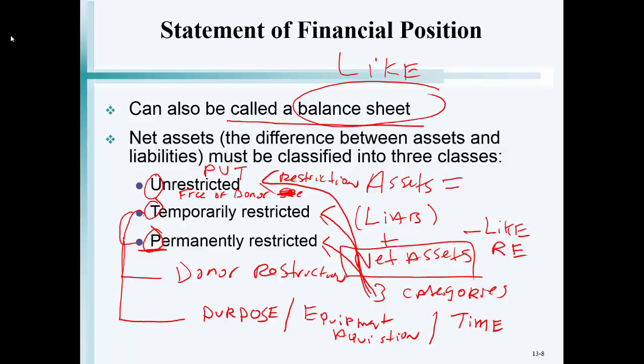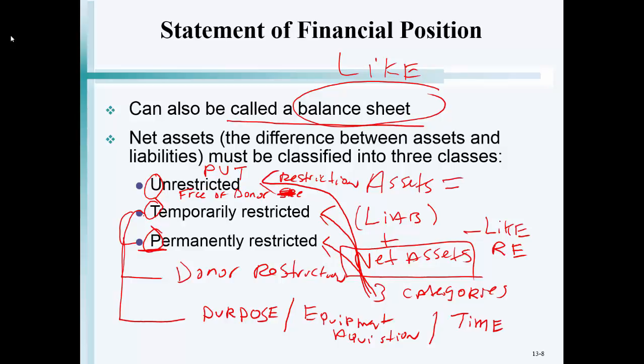Okay, so we've got what? We've got 3 categories here for not-for-profits. First category here being unrestricted. Unrestricted means that it is free of donor-imposed restrictions. If we put something in the unrestricted category, we are saying that the donor has not restricted our use of that resource at all. We can use it however the not-for-profit sees fit.